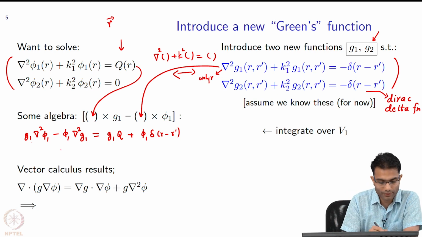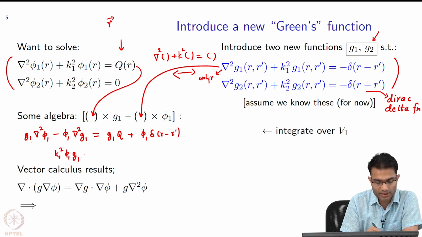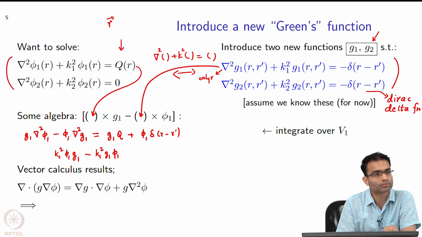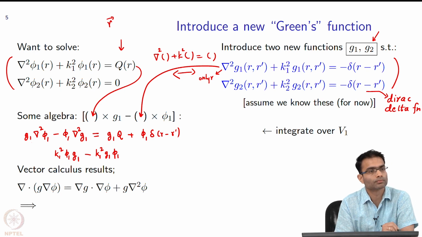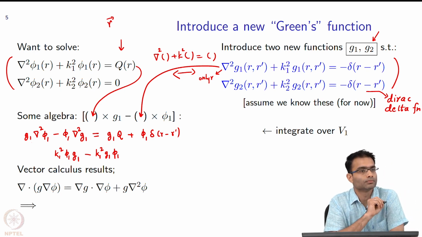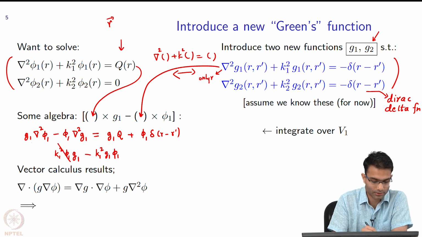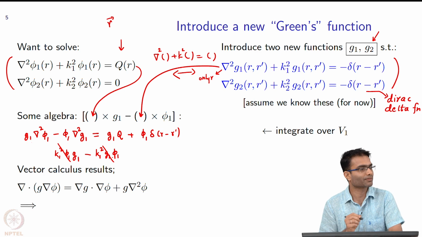Okay, so what will the k1? I will have a k1 squared phi 1 multiplied by g1 from the first term, and from the second term I am subtracting them. So I will have a k1 squared g1 multiplied by phi 1. I am subtracting these two equations, right. So this gets cancelled. So I am just left with this.